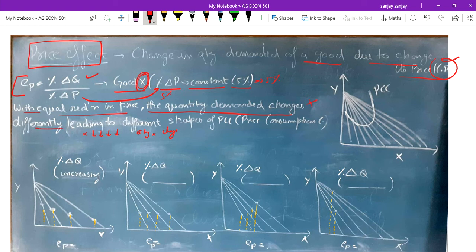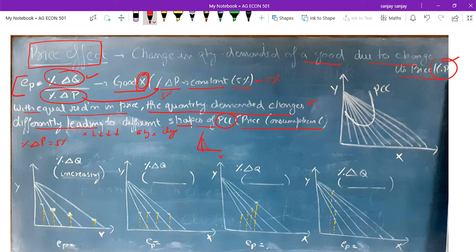The manner in which this numerator changes due to 5% changes in price gives different shapes to the PCC, that is price consumption curve. Price consumption curve, what is its definition? I'll tell you later on. Let's see. Delta P, percentage change in price, is 5%. You must remember, this is a budget line, and when something gets cheaper, this budget line moves like this.